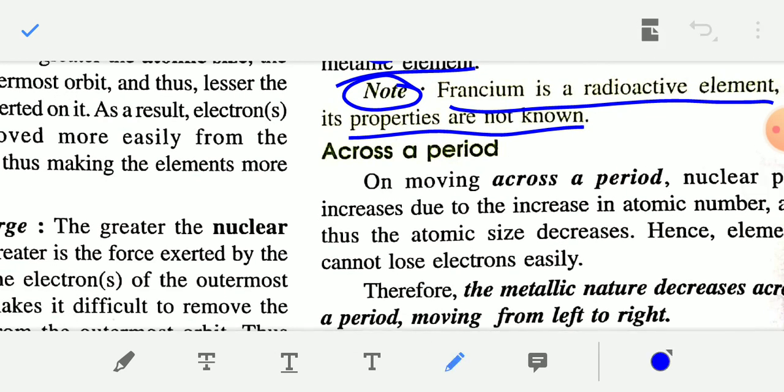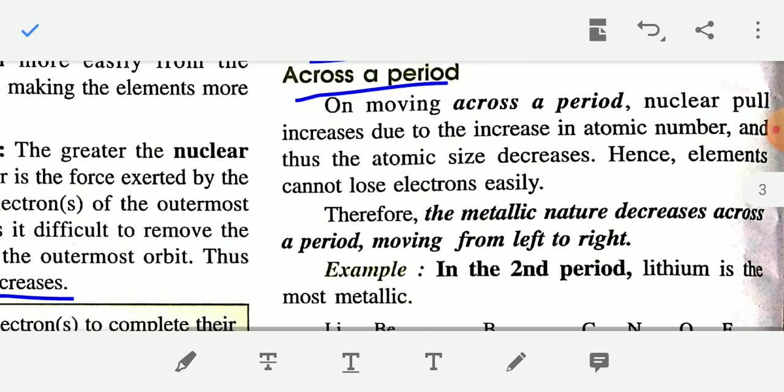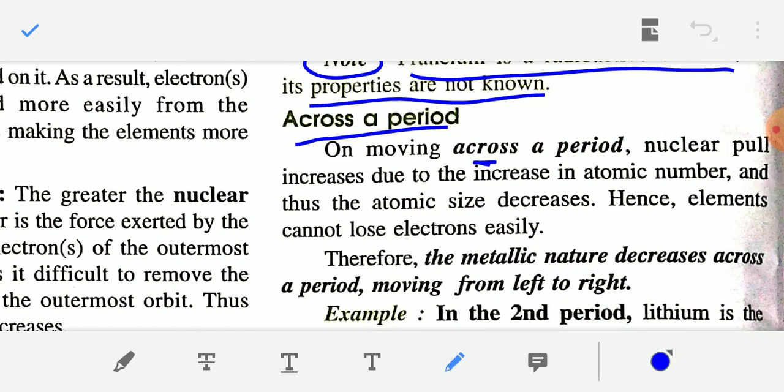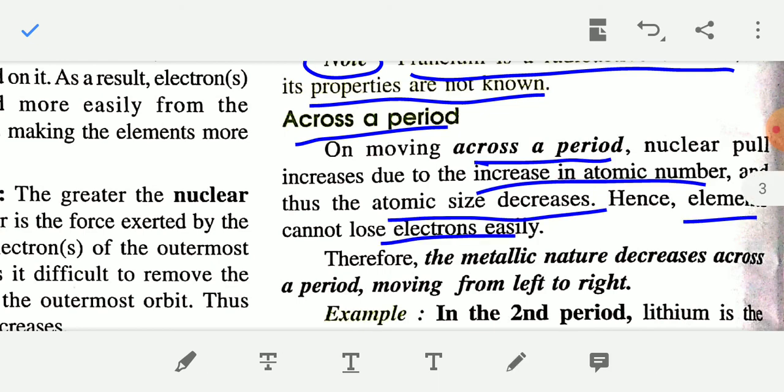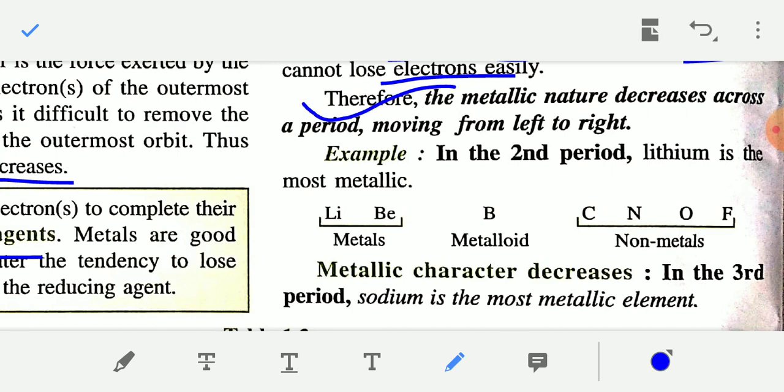And now see, across a period, that is, on moving across a period from left to right, the nuclear charge increases and atomic size decreases. In a particular period from left to right, atomic size decreases, and the element cannot lose electrons easily. So the metallic nature decreases across a period moving from left to right.